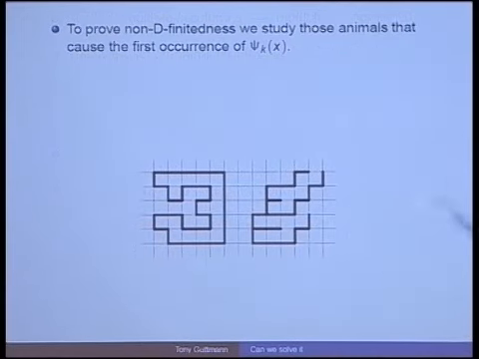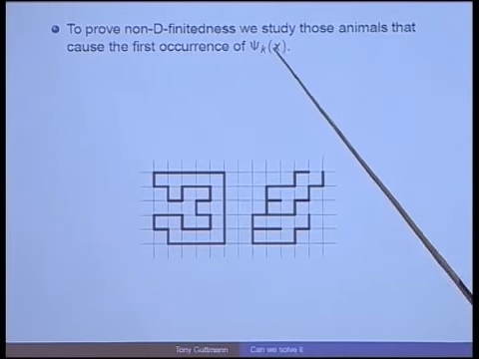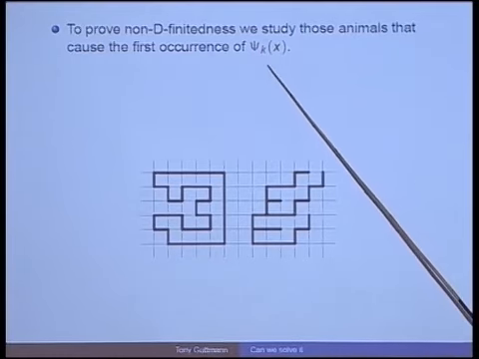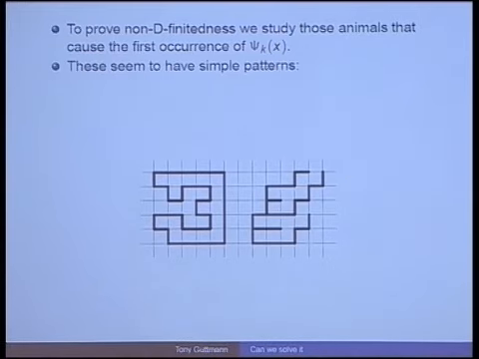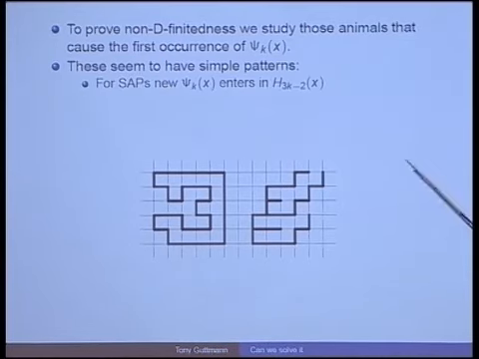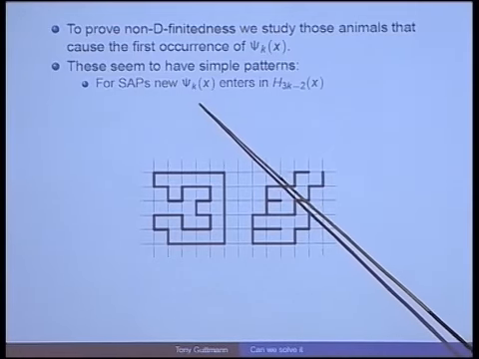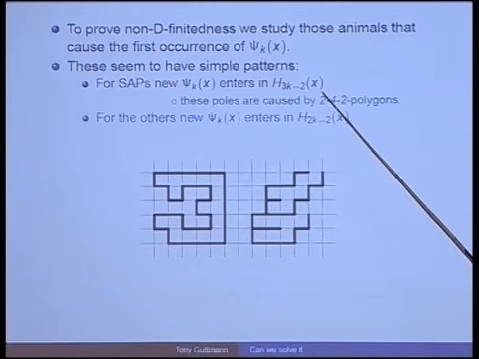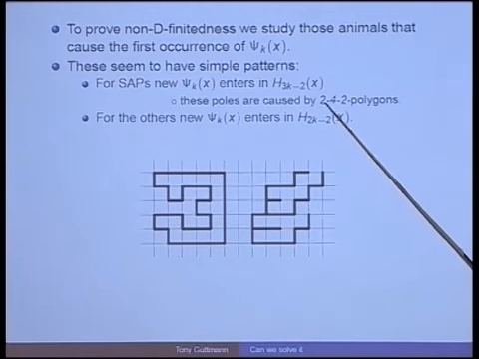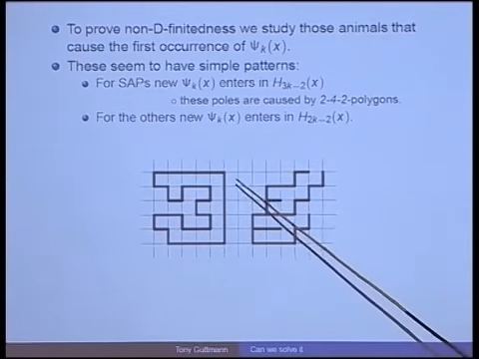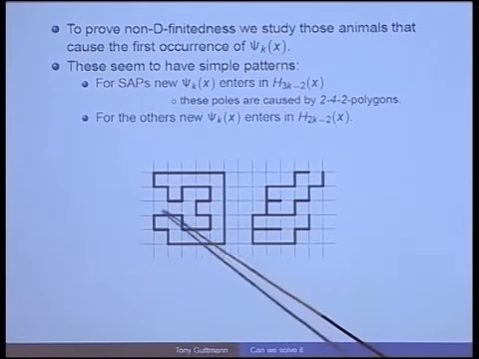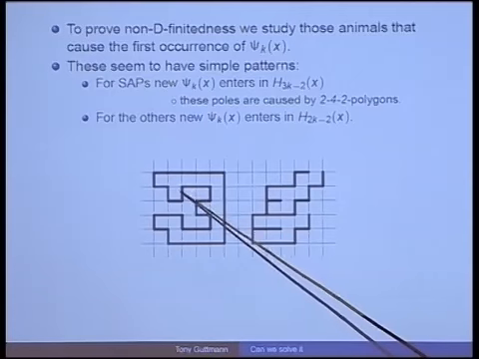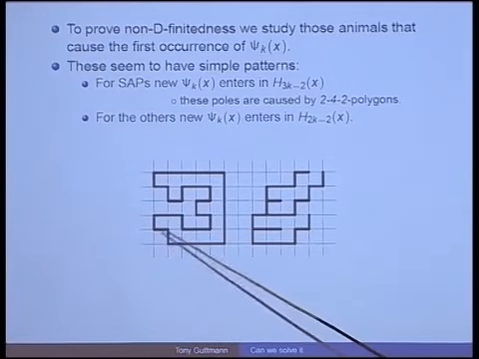So to prove the non-definedness, we study those animals that cause the first occurrence of psi k of x, the first occurrence of this cyclotomic polynomial. And these seem to have simple patterns. For self-avoiding polygons, a new psi k of x enters in H3k minus 2 of x. And these poles are caused by so-called 2-4-2 polygons. 2-4-2 polygons are things where you have this pattern: 2-4-2 vertical bonds as you go down. 2-4-2. If you cross here, and here's a 2-4-2.